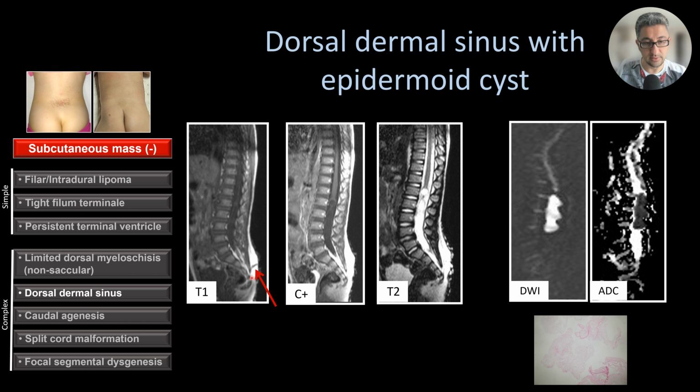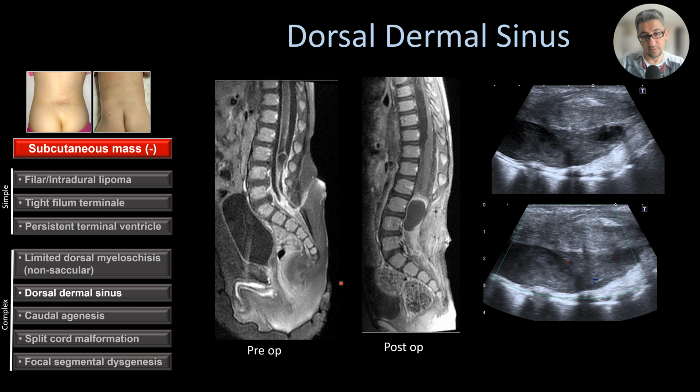As you can see here, there is a sinus tract and there is a cyst here within the distal spinal canal that is best seen on the diffusion weighted images. This is an epidermoid cyst, and this is best seen with the diffusion weighted images. So this is one of the common complications of dorsal dermal sinus tracts, secondary to migration of the epidermal cells into the spinal canal. The second complication is infection, which is more serious.